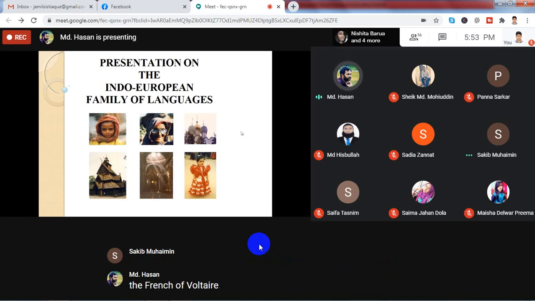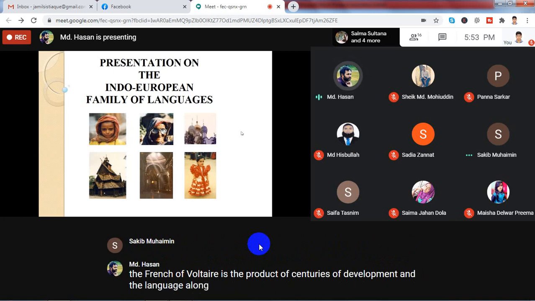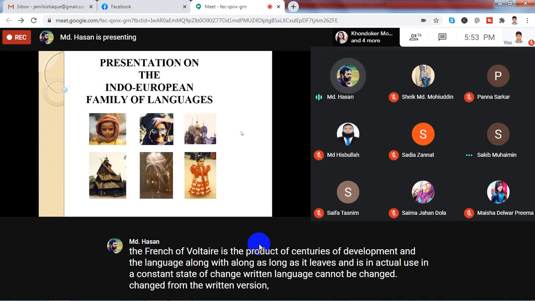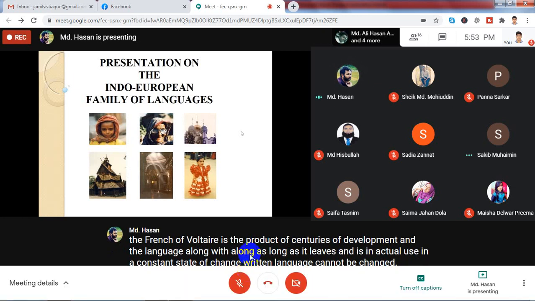Even more important, we tend to forget that the Latin of Cicero or the French of Voltaire is the product of centuries of development, and the language as long as it lives and is in actual use is in a constant state of change. Written language cannot be changed from the written version, but the language spoken by people can be changed at any time. Speech is the product of certain muscular movements.